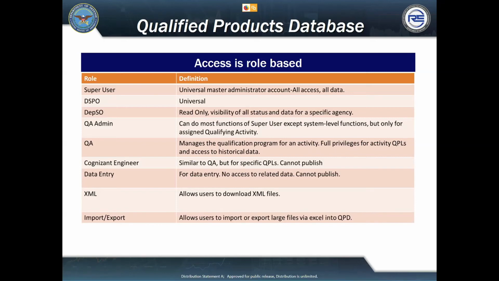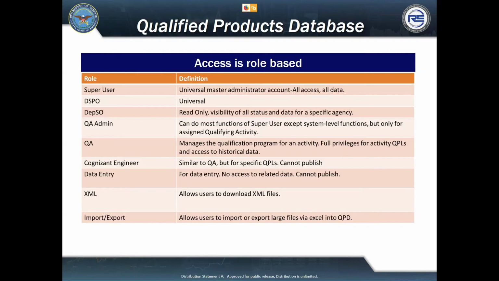modules. One allows for XML downloads to files. Some of the qualifying activities like to have that information. We do not have in the system an XML file for the entire system, like as in one system master file. We only have XML files for each individual QPL.